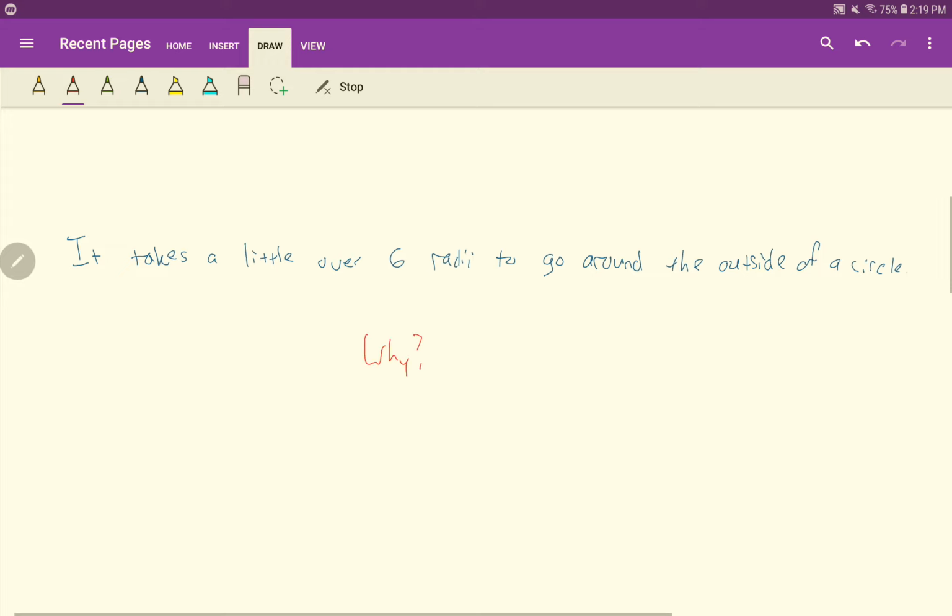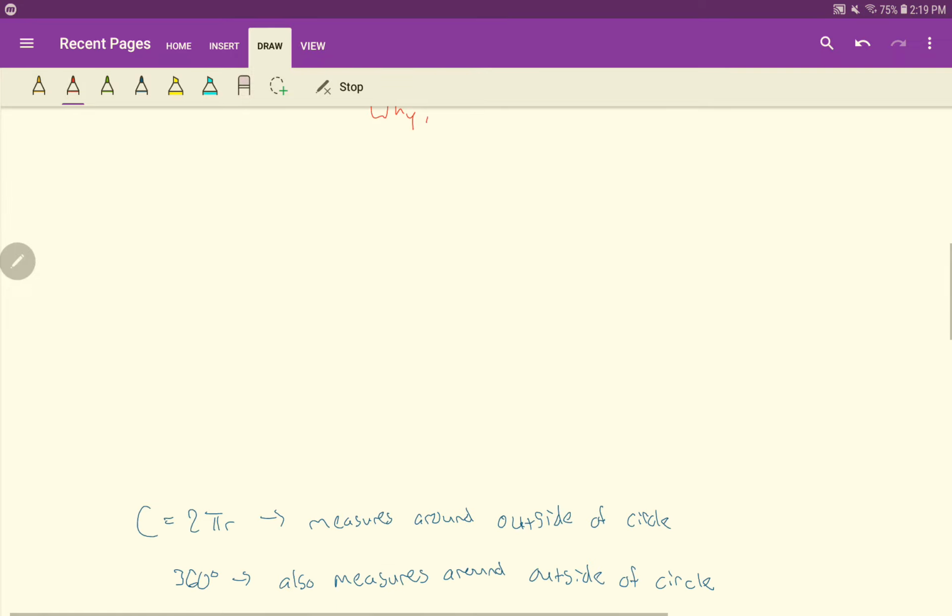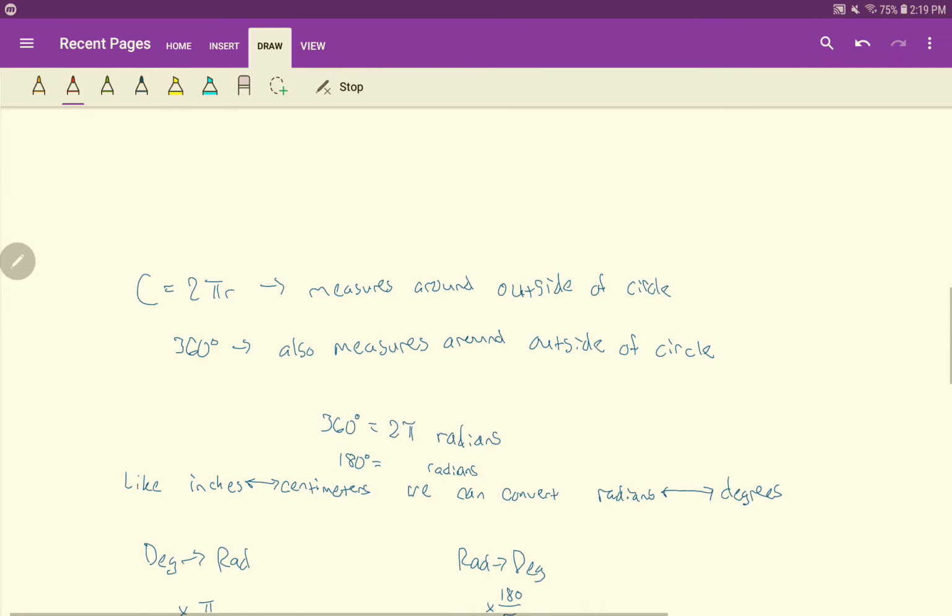Okay, well, think about what does it mean to go around the outside of a circle? To go around the outside of a circle, that is the circumference formula. Circumference goes around the outside of the circle. That measures the actual distance. So the circumference is 2 times pi times the radius. But also we can go around the outside of a circle using 360 degrees, for example. The difference here, though, is that 360 degrees is true for any circle regardless of the radius, whereas the circumference changes with the radius. But still, in some sense, they both kind of measure going around the outside of the circle.